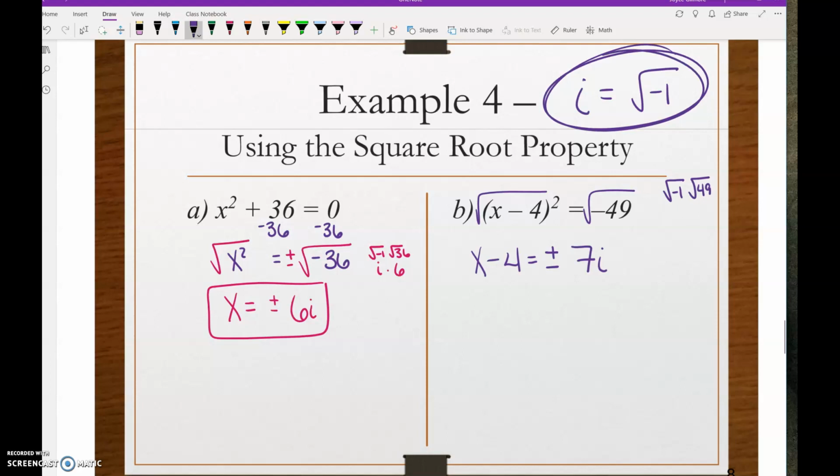In this problem, we still have to get x by itself. So our next step would be to add 4 on both sides. And that 4 is going to go right in front of that plus minus. So we have 4 plus minus 7i. 4 plus or minus 7i.